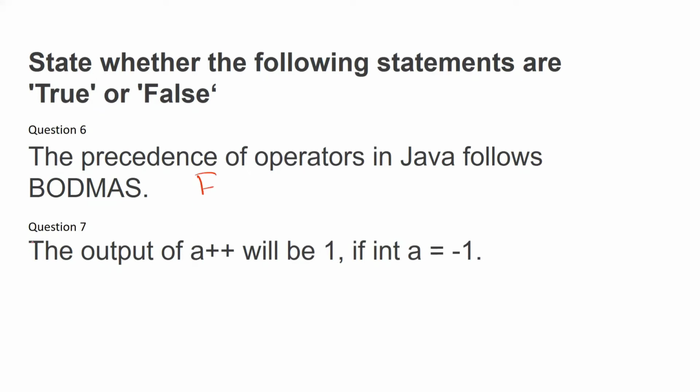Moving forward with question number 7, here we can see the output of A++ will be 1. Initially, the value of A is -1, and if we apply A++, this is an increment operator which will increase the value of A by 1. So after increasing the value of A by 1, it will become 0, but they are telling that it will be 1. So this condition is also false.